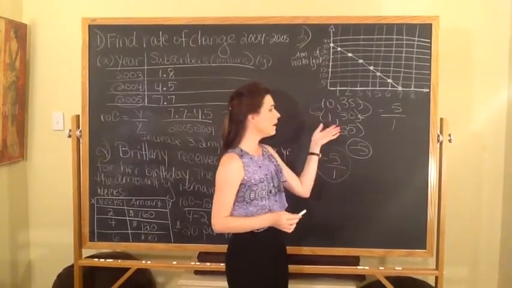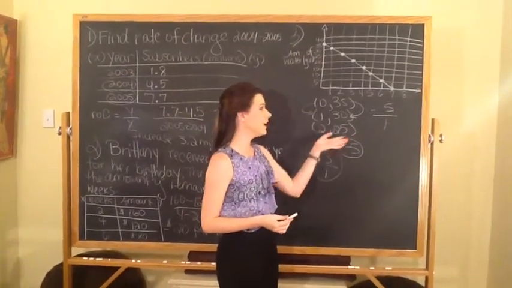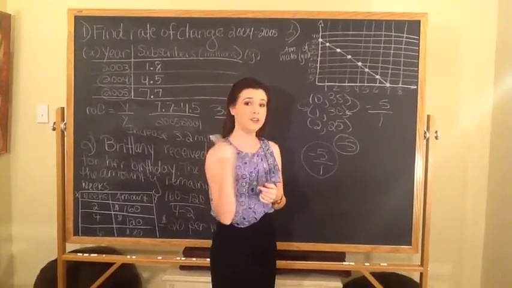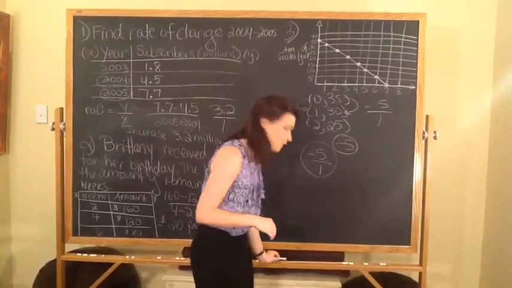You can use the formula, the change in y over the change in x, or you can go ahead and figure out how much you go up or down over how many you go left or right. Okay, so that's another way you can do it as well.